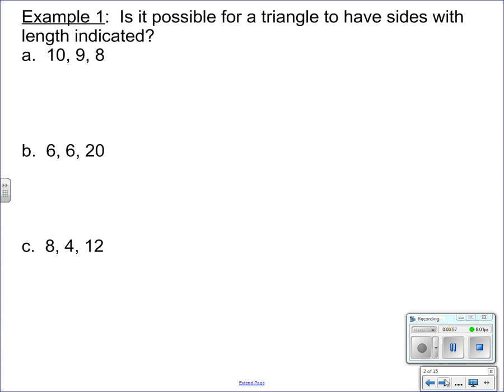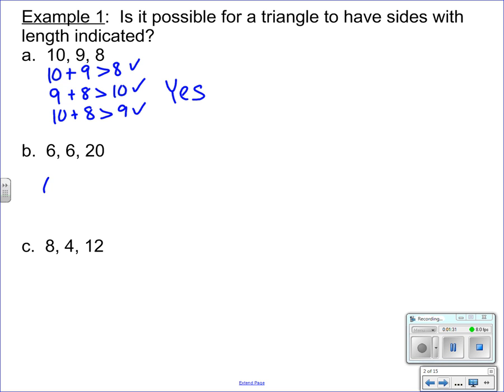So some examples involving that. Is it possible for a triangle to have sides with each of the lengths indicated? So take and add two sides together. 10 plus 9, is that greater than 8? Yes, that works out. Take 9 plus 8, is that greater than 10? Yes, that is true. And then our last one, 10 plus 8, that is greater than 9, so that is also true. So yes, this can be a triangle.